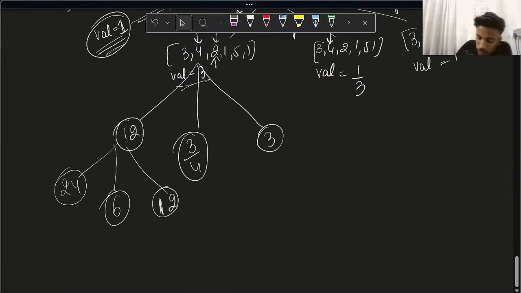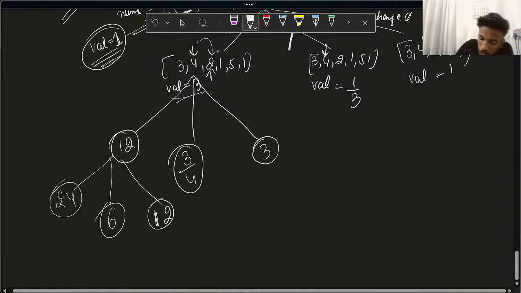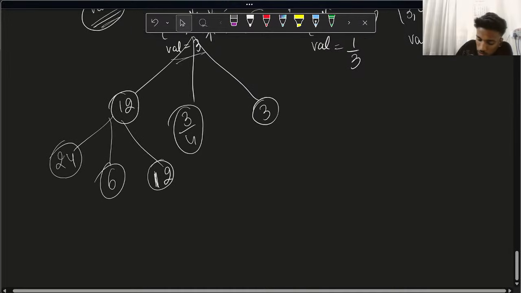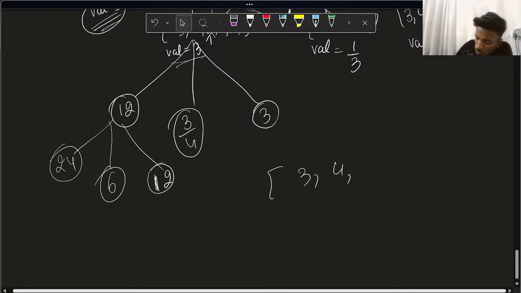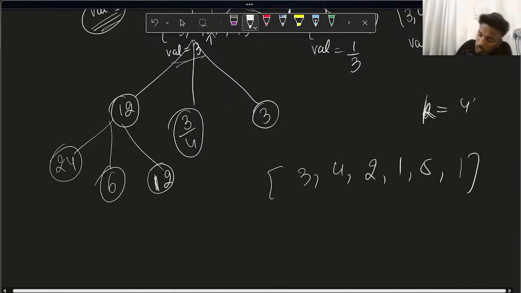Finally, after iterating over all of the elements, you have to check. Suppose in this array, 3, 4, 2, 1, 5, 1, you are also given a k. I will tell you its significance. Suppose your k was 40.